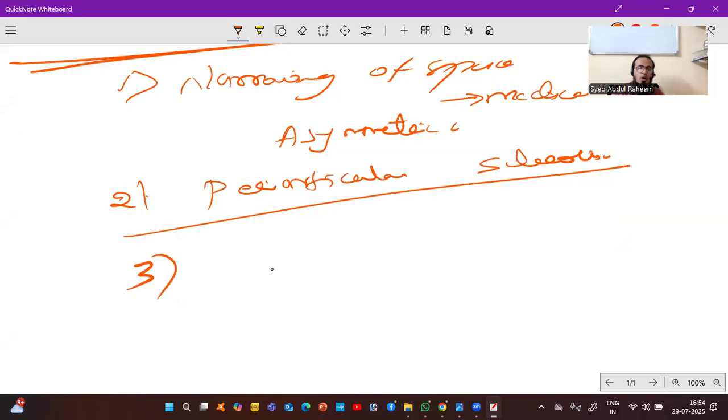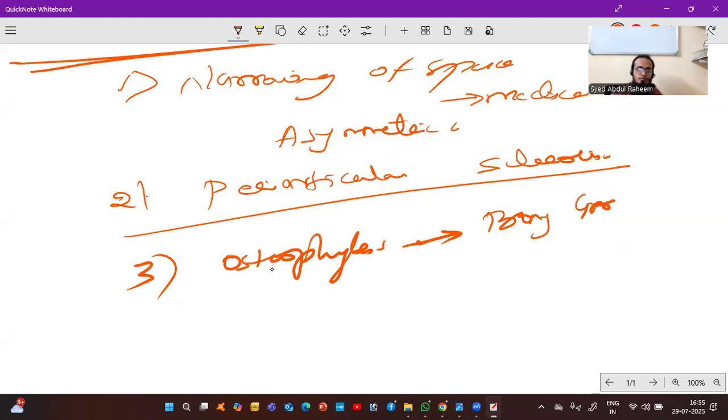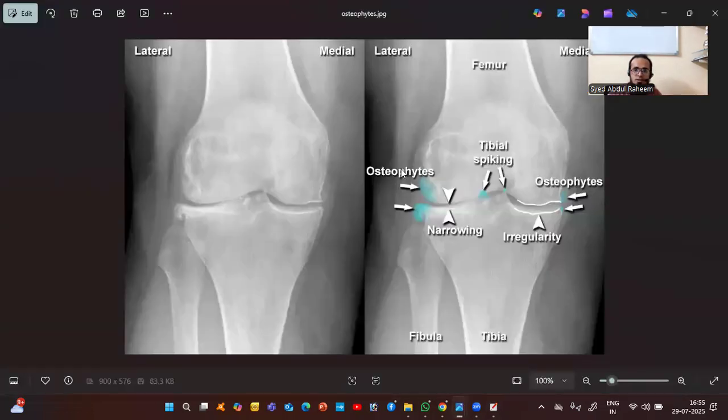Then the third one is osteophyte. What is meant by osteophytes? Osteophytes are nothing but bony growth at the edge of the bone. You can see the osteophytes here, and here, and here. First is space narrowing, and this is the osteophyte.